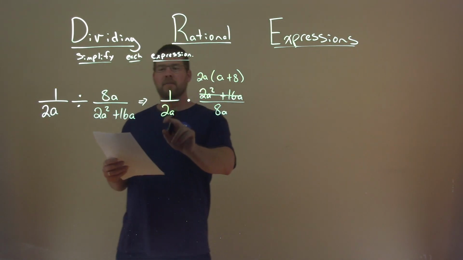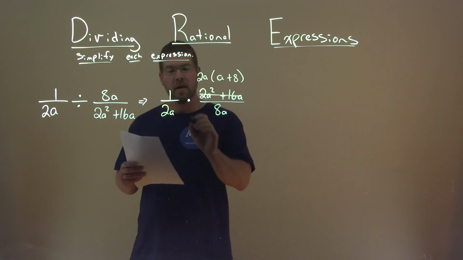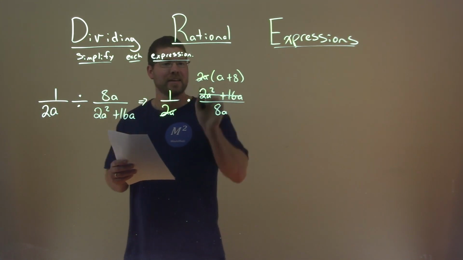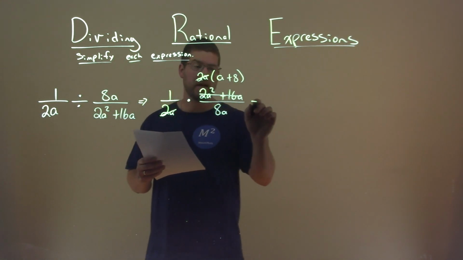Alright, but I fixed it now. So we have a 2a right there. So now let's see what cancels out. Well, I see a 2a here and a 2a cancel out right there. And really there's nothing else left that can cancel.